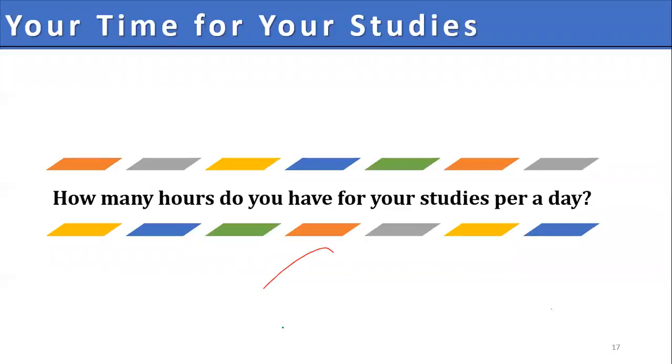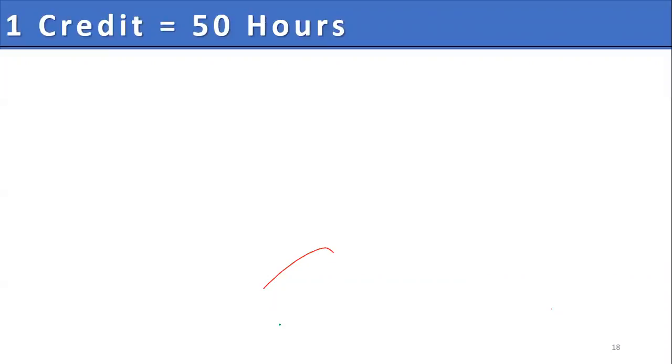Now we are going to calculate how many hours you want to spend, how many you want to allocate for your studies according to your registered credits. Now you are doing courses at OUSL, so you have to register for your academic courses for a particular academic year. Let's take one example: for one credit of your degree program, one credit equals 50 hours.